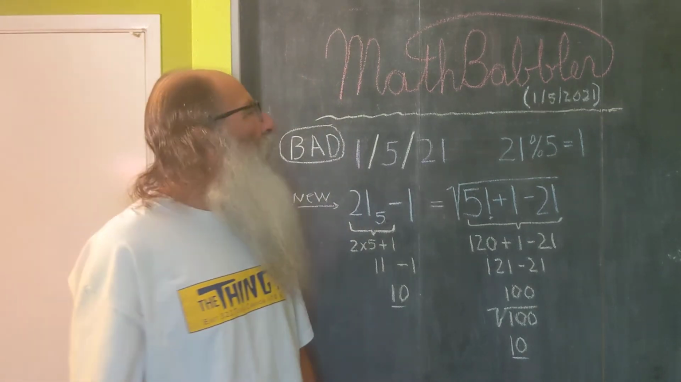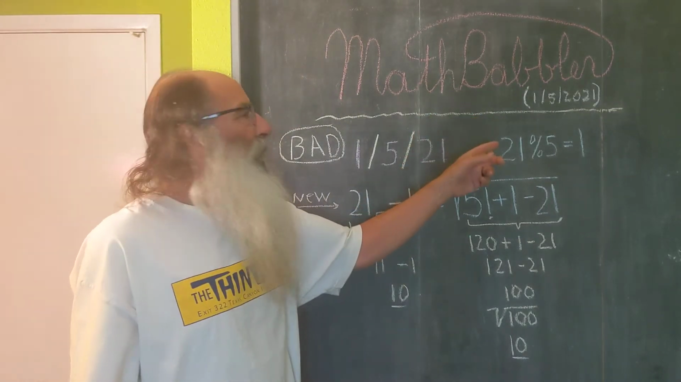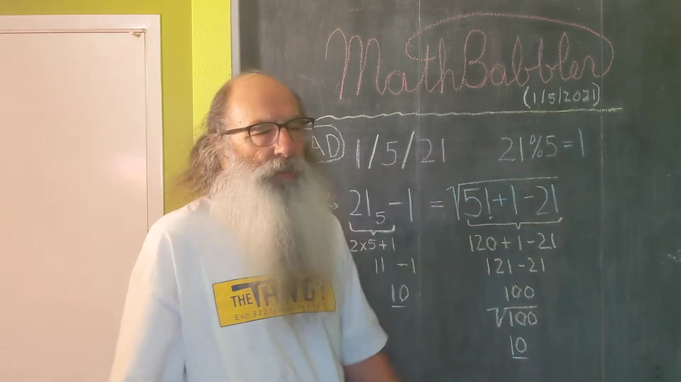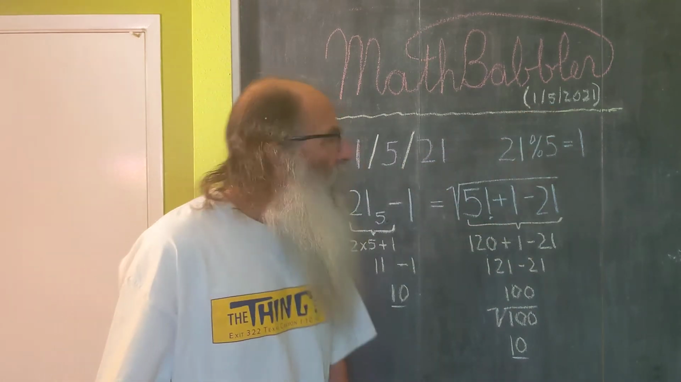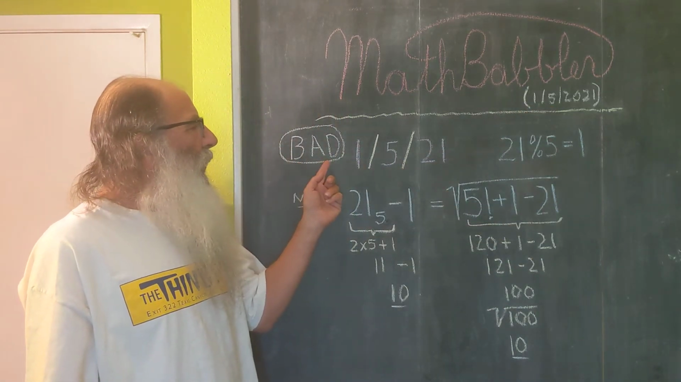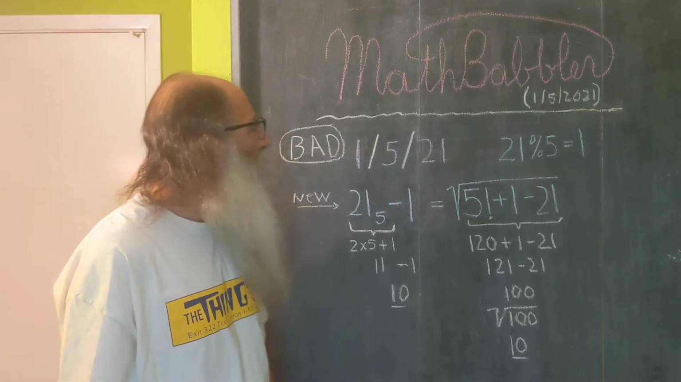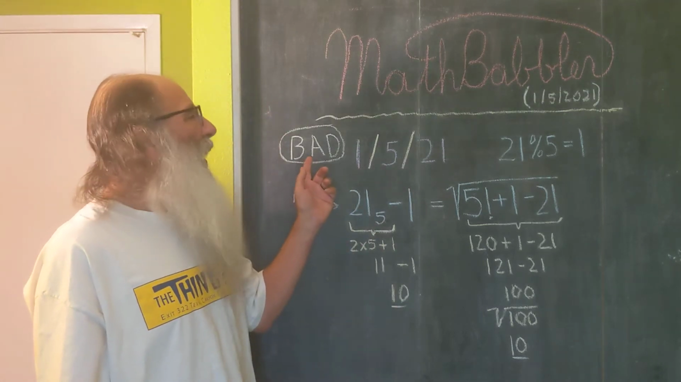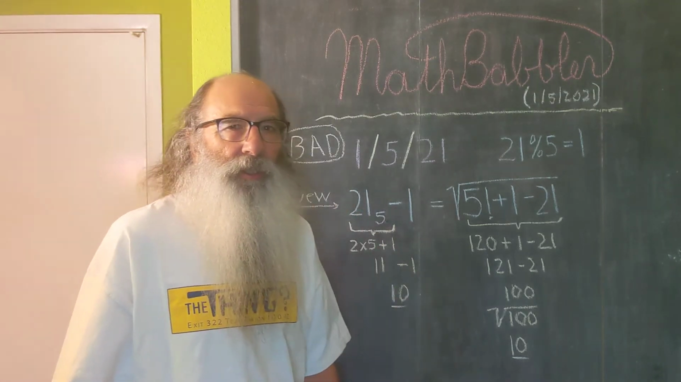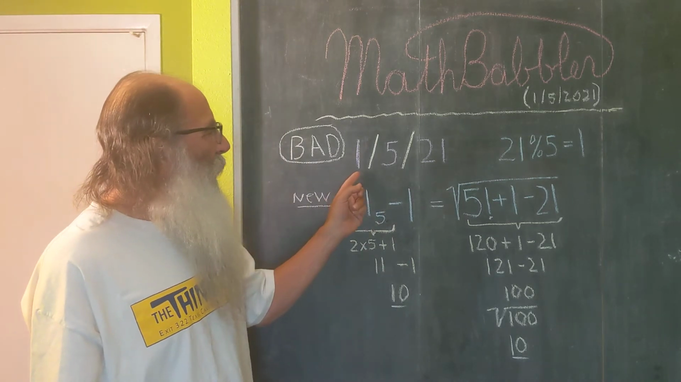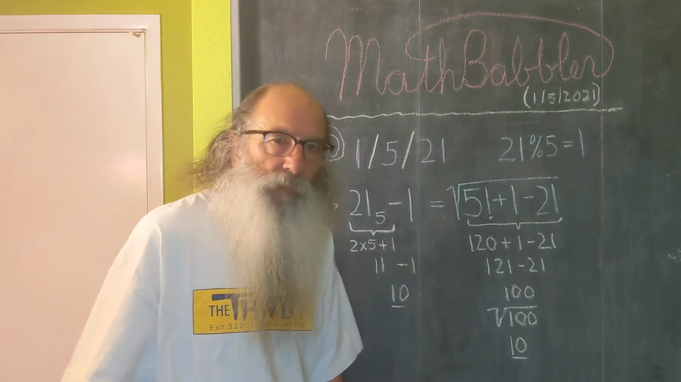Hello, I'm doing a MathBabbler bit. It's January 5th, 2021, and we're doing a basic arithmetic date. And to do BADS, we have to resort to using a two-digit year. So today's date is 1/5/21.